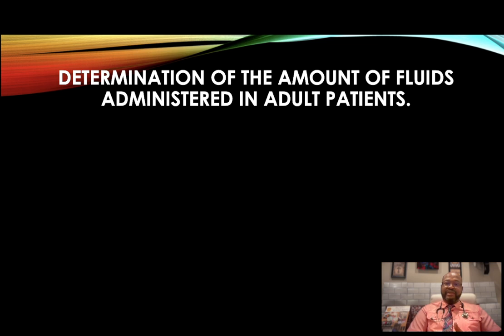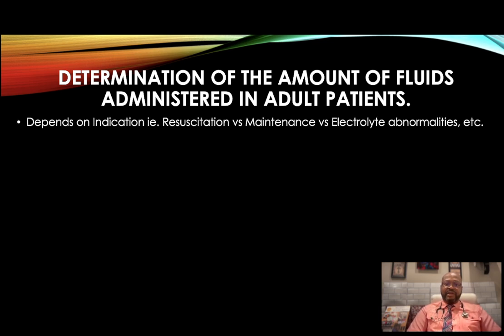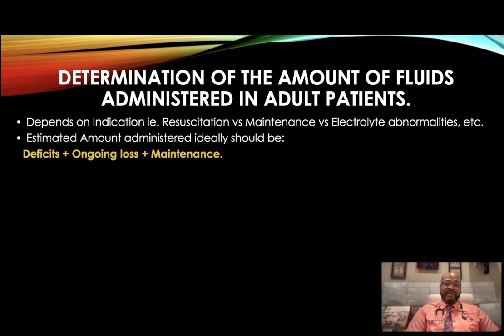So how do you determine the amount of fluid you administer in adult patients? This is different from pediatrics, where you have to calculate mils per kilogram all the time. In adult inpatients, we tend to estimate, and we are maybe a little more liberal in the IV fluid administration. So it depends on the indication, whether you're resuscitating or you're maintaining IV fluids, or whether you're just correcting electrolyte abnormalities. That will determine the amount of fluid you administer.